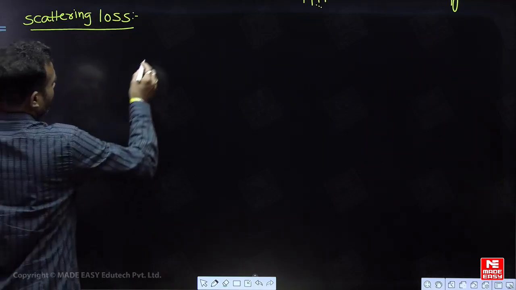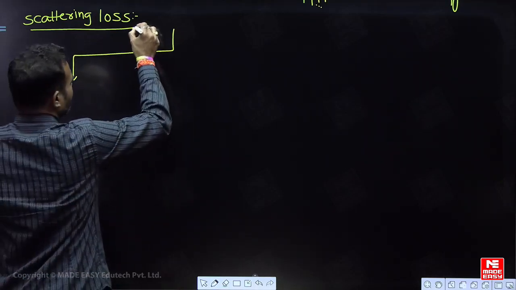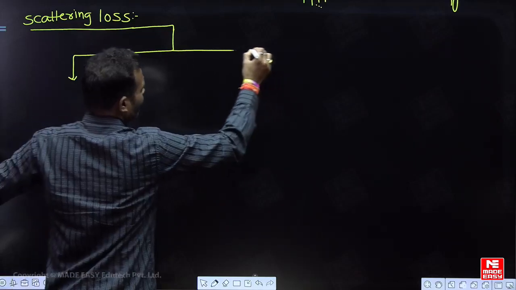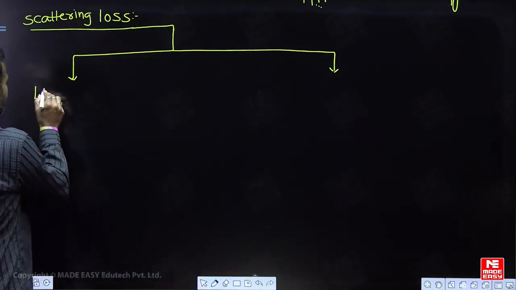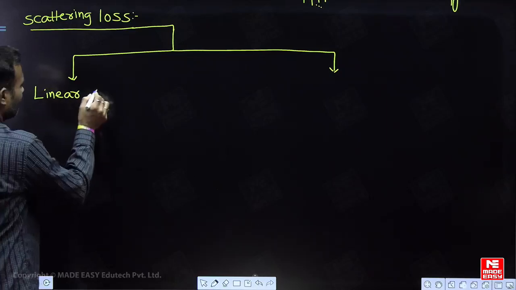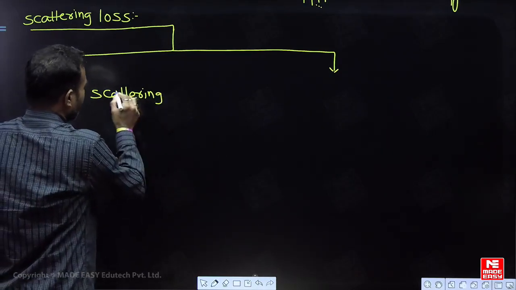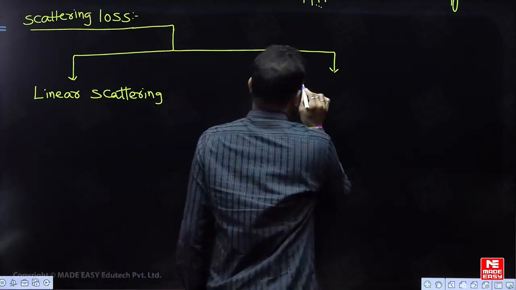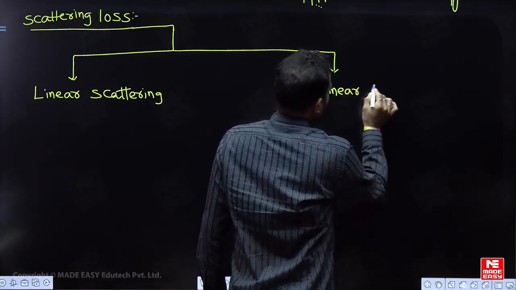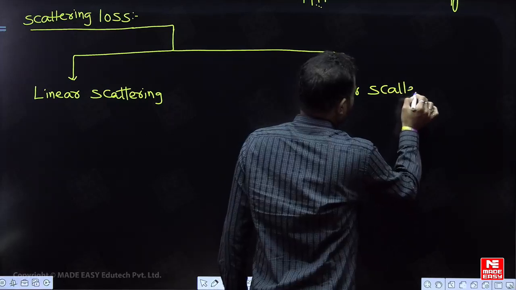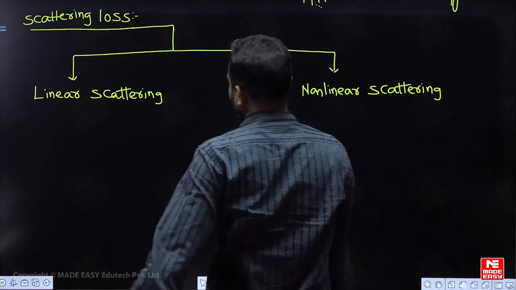So once we talk about the scattering loss, we can say it is of two types. First one is called linear scattering. Dear students, please concentrate. The second one is non-linear scattering. So the first is linear, and the second is non-linear scattering.